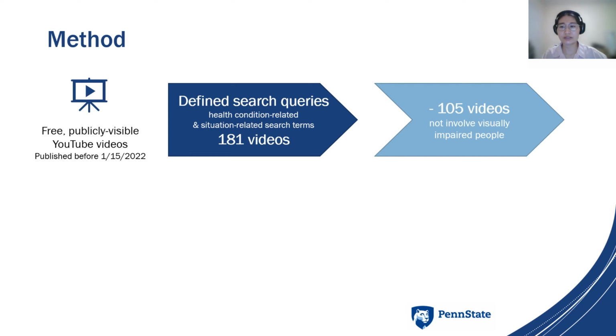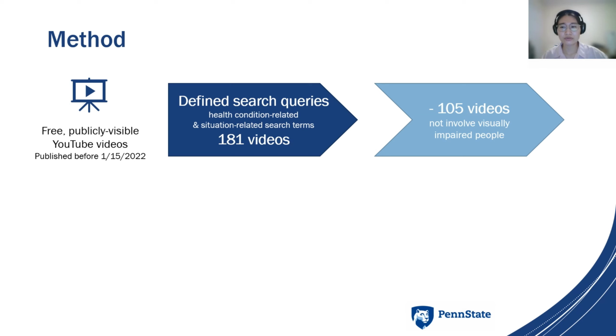Then we excluded 105 videos that are not related to or do not involve people with visual impairments by reviewing the themes of videos. These videos record blindfold activities during the pandemic, such as blind date and blind taste, or songs with the word blind in titles, such as We're So Blind. This process narrowed down the number of videos from 181 to 76.